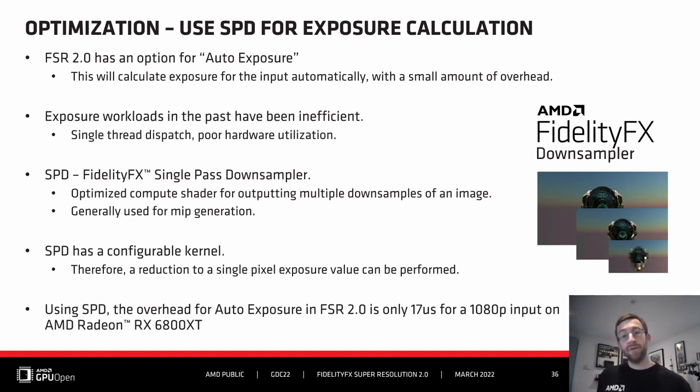For FSR 2.0, we use the FidelityFX Single Pass Downsampler, or SPD. This compute shader solution is typically used for generation of multiple MIP levels at once very quickly. However, SPD has a configurable kernel and so can be modified to, instead of calculating a MIP chain, only output the final 1x1 value, with the value being the exposure of the image. With SPD, the operation is incredibly fast, allowing the auto exposure feature to have minimal overhead.